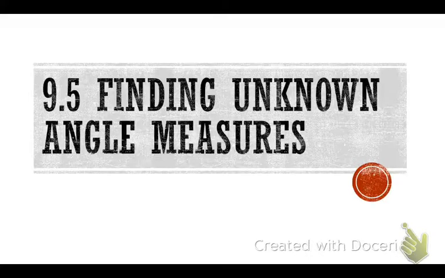9.5, finding unknown angle measures. All right, so if you need to find the measurement of something, what do you normally do? If you need to find the measurement of something, you get a ruler out, you get a tape measure out, and you actually physically measure it.